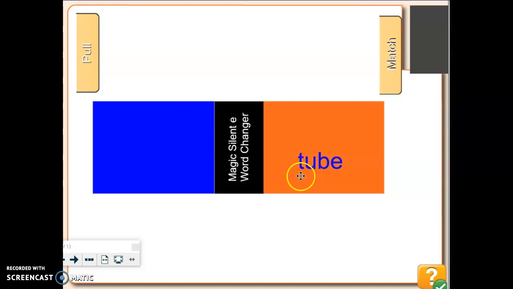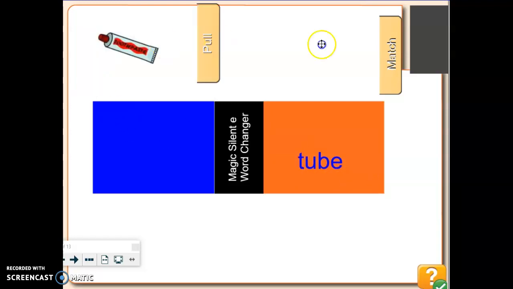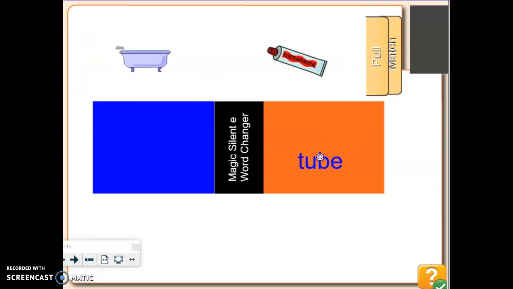So we have tube, tube. So when we have no E, it's tub. When we add an E, now it's tube. Just one little letter makes a big difference. Let's try another one.